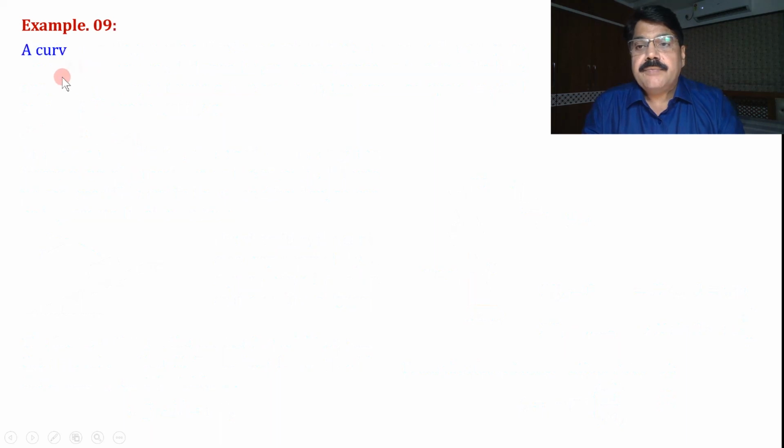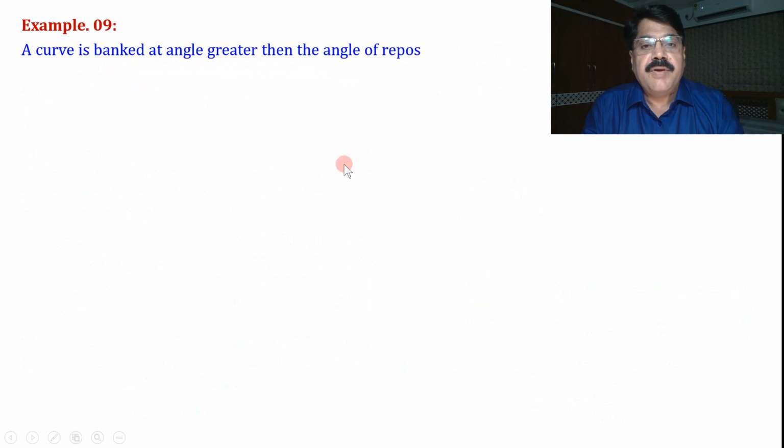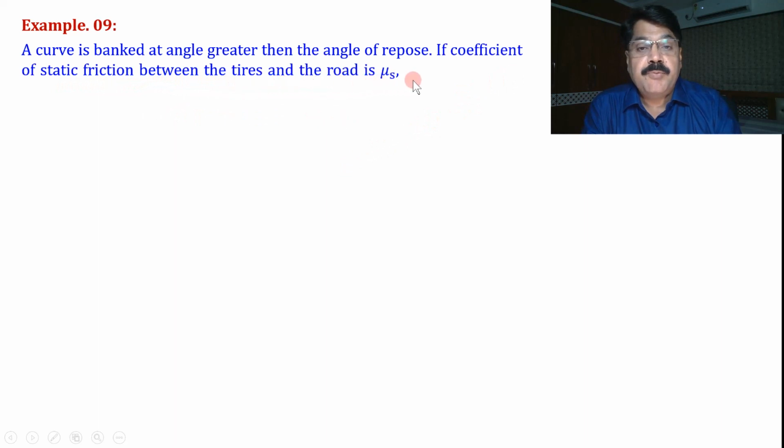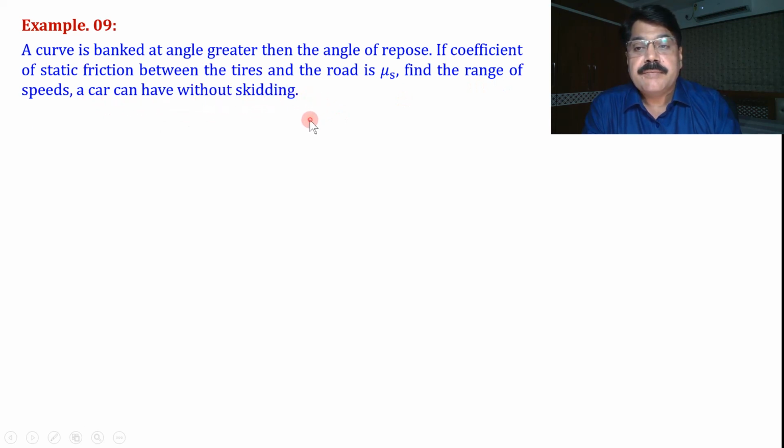Example 9. A curve is banked at an angle greater than the angle of repose. If the coefficient of static friction between the tires and the road is μs, find the range of speeds a car can have without skidding. Now, what does it mean? Actually, the banking angle is designed assuming there is no friction. But if there is friction, it will give us an advantage. We have a range of speed.